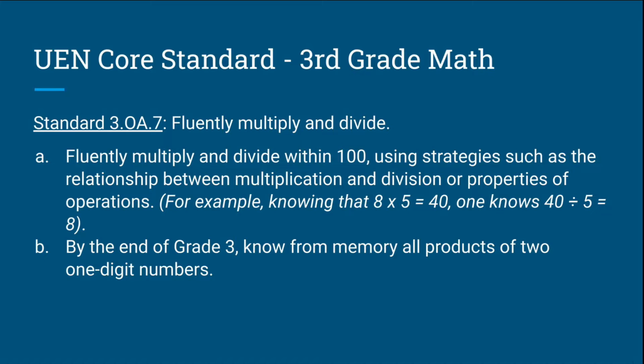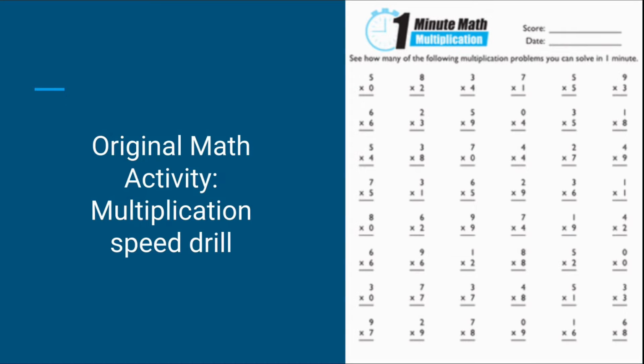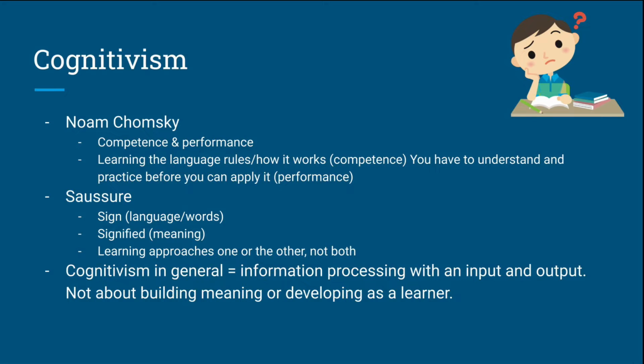The UEN course standard that we're using in this third grade math is the standard 3087, which is to fluently multiply and divide. The lesson activity that we're examining in this presentation is this math activity of a multiplication speed drill time test, where the students just try and see how many different questions they can answer within a minute. This activity shows cognitivism, particularly through that of Noam Chomsky and Saussure.